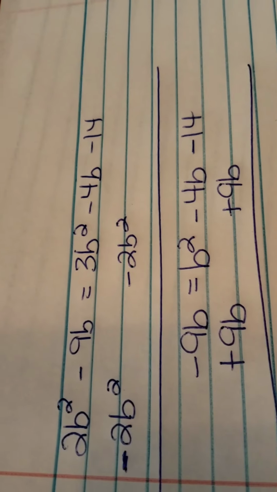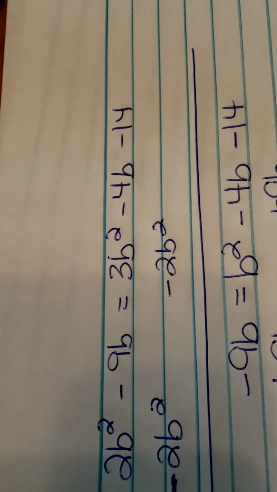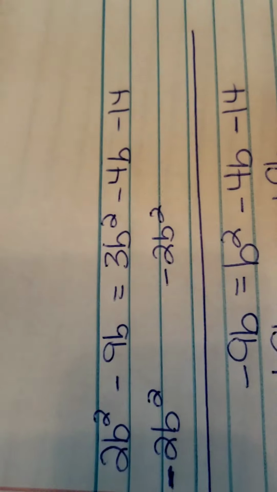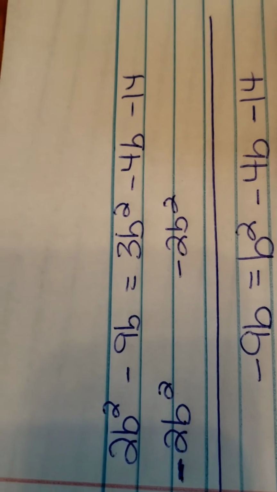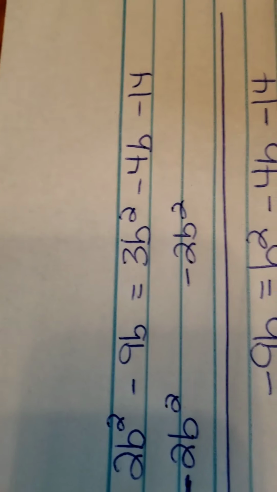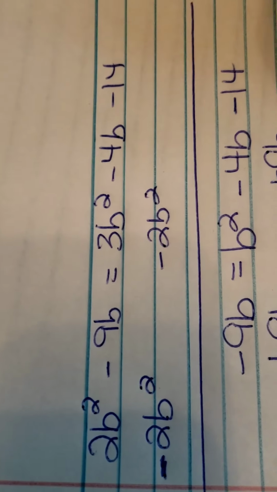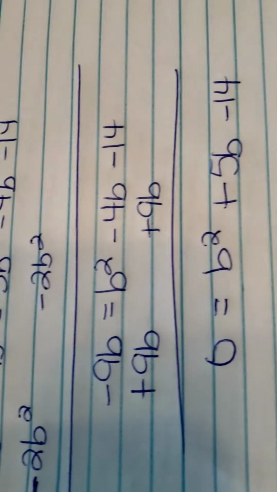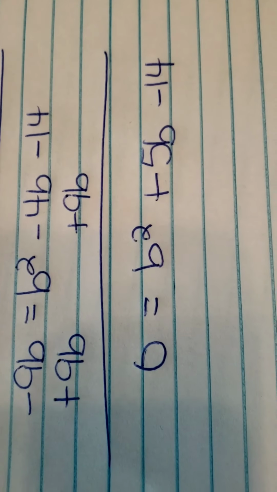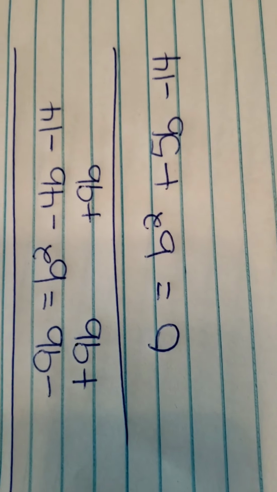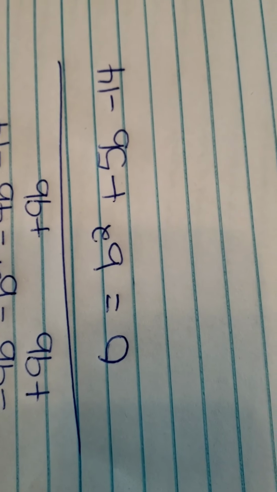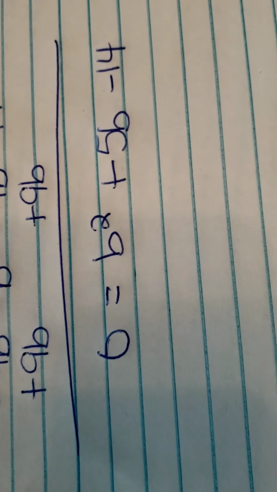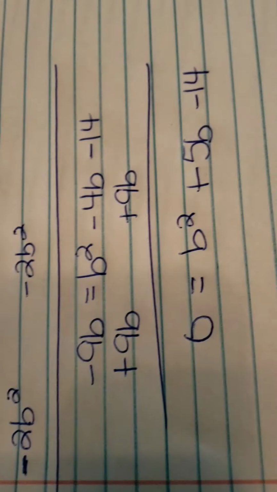All right, and this is what you should have. And once I do this, on the left side, I'm left with 0 is equal to b squared plus 5b minus 14. All right, so this is what you should be left with. Now, what I want to do is factor the expression, and here's what I'm going to get, okay?